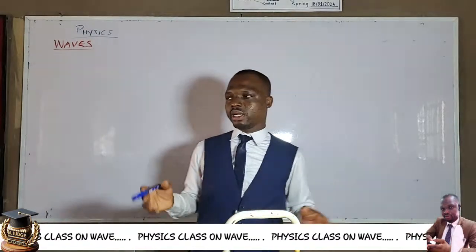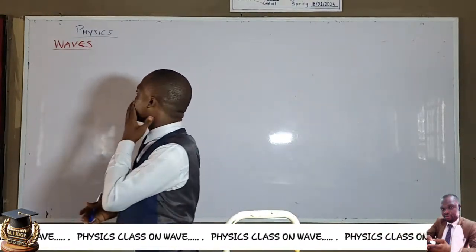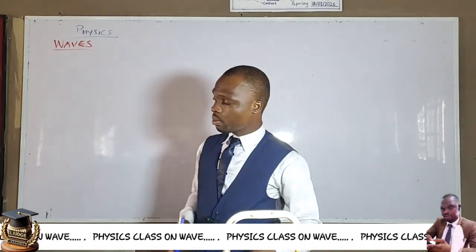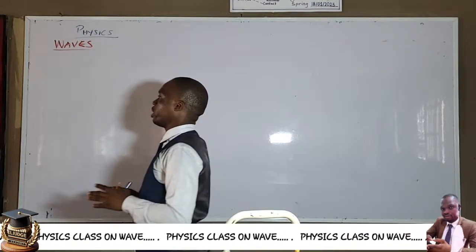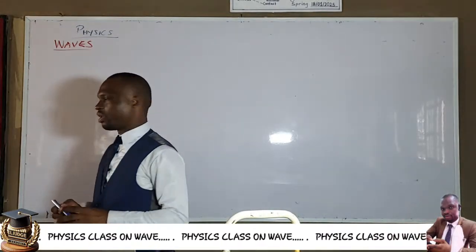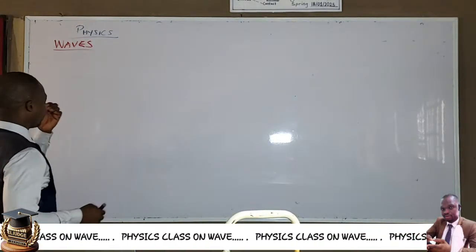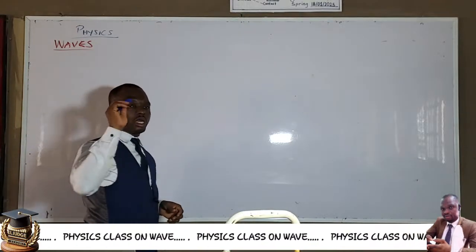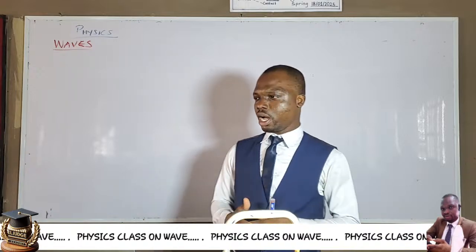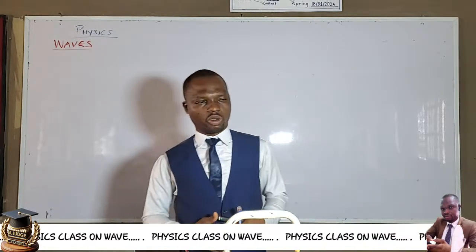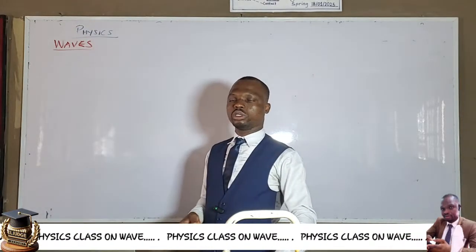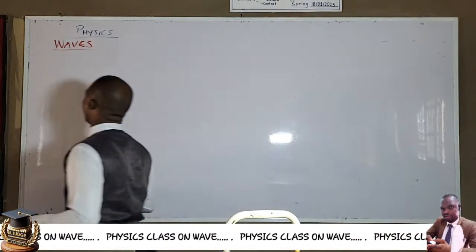A wave is a disturbance that travels through a medium and transfers energy from one point to another without a permanent displacement of the medium. So we have different types of waves. Imagine you throw a stone into a pool of water. You see the ripples on the water surface. We can say these are examples of waves. That's a wave on water, or water wave.